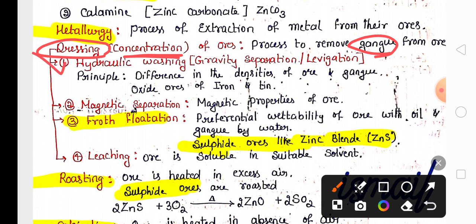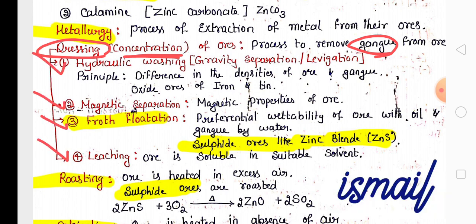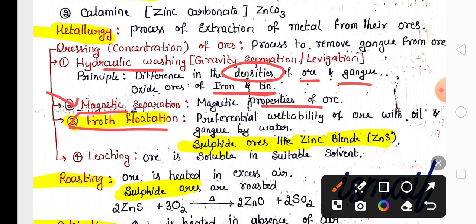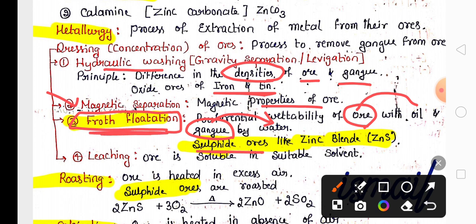Now there are four dressing methods of ore. The first one is hydraulic washing, and the principle of this method is difference in the densities of ore and gangue, and this method is suitable for the ore of iron and tin. Second is magnetic separation. It is based on the magnetic property of the ore. And third one is very important, froth flotation process, and the principle is preferential wettability of ore with oil and gangue by water. And froth flotation process is suitable for sulfide ores like zinc blende ZnS.